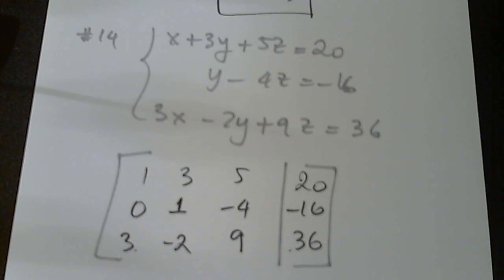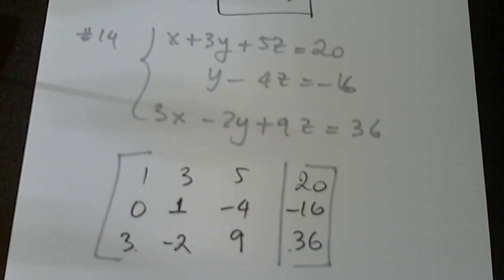And always check, make sure that these are the coefficients. And then 0, 1, negative 4, and negative 16. And then 3, negative 2, 9, and 36. Okay, checking again. 1, 3, 5, 20, correct. 0, 1, negative 4, negative 16, correct. 3, negative 2, 9, 36. Perfect. Get out of there with second and quit.